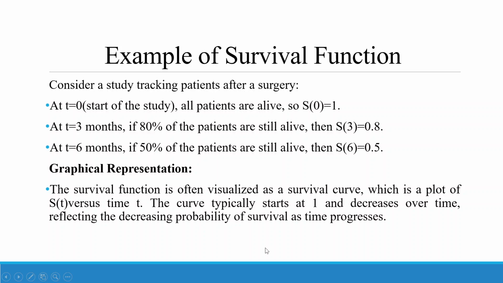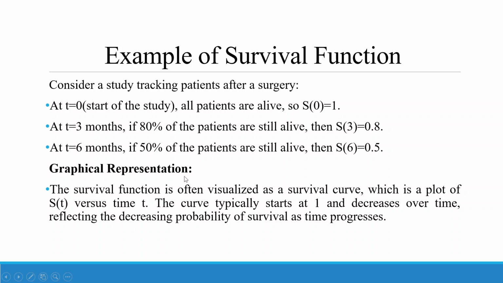Example of survival functions. Consider a study tracking patients after a surgery. At t equal to 0, the start of the study, all patients are alive. So S(0) is equal to 1. At t equal to 3 months, if 80% of the patients are still alive, then S(3) is 0.8. At t equal to 6 months, if 50% of the patients are still alive, then S(6) is 0.5.